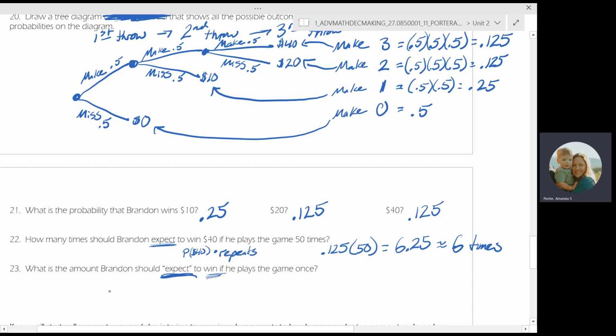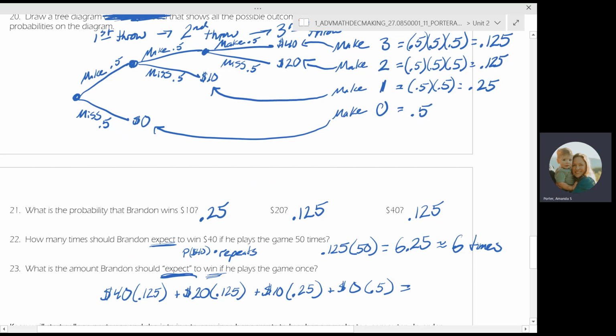So he expects to win $40 0.125 times. He expects to win $20 0.125 times. He expects to win $10 0.25 times. And he expects to win $0 0.5 times. I'm going to add all that up.